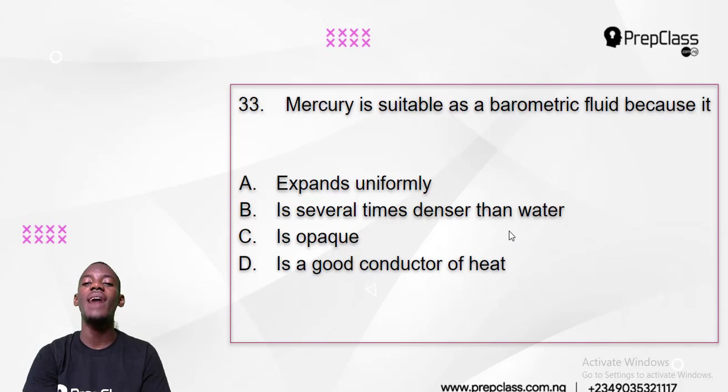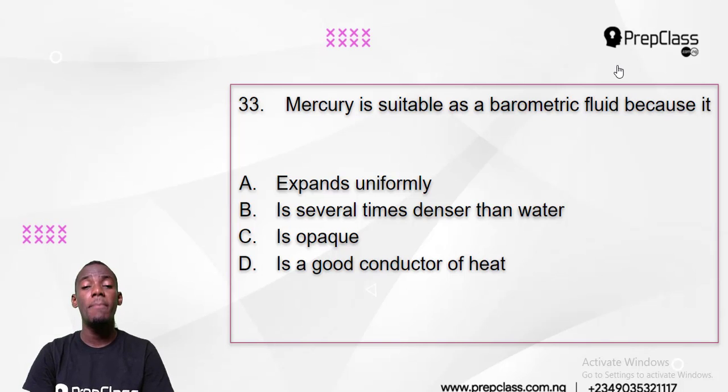Mercury is suitable as a barometric fluid because it what? A. Expands uniformly. B. Is several times denser than water. C. Is opaque. D. Is a good conductor of heat. Now, which one do you think might be correct?